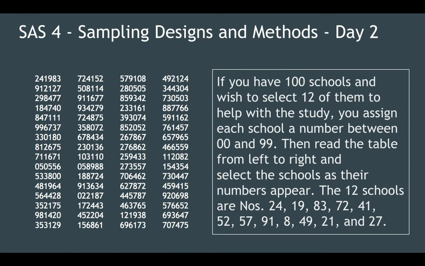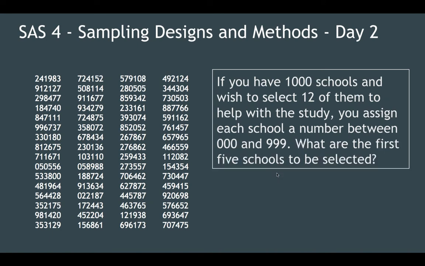Now here's where we run into a problem. We want 12 schools. We can't use the same school twice. So we've already had 24 way back here, so we're not going to use 24. And then in the next row, 91. Guess what? We already had 91 right here, so we can't use it again. And then 21 right here, we can't use it again, so the 12th school is 27. So those are your 12 schools.